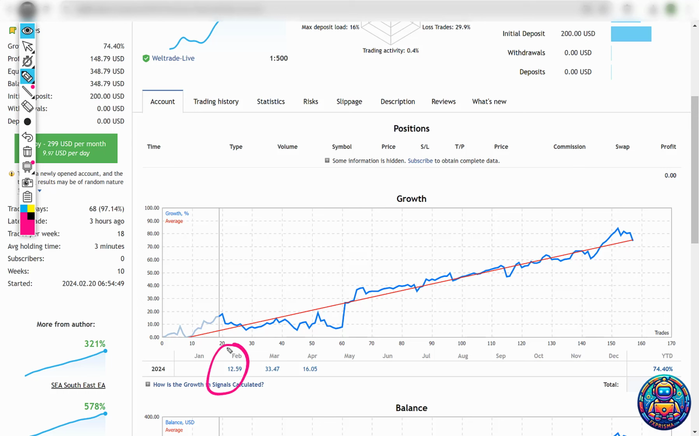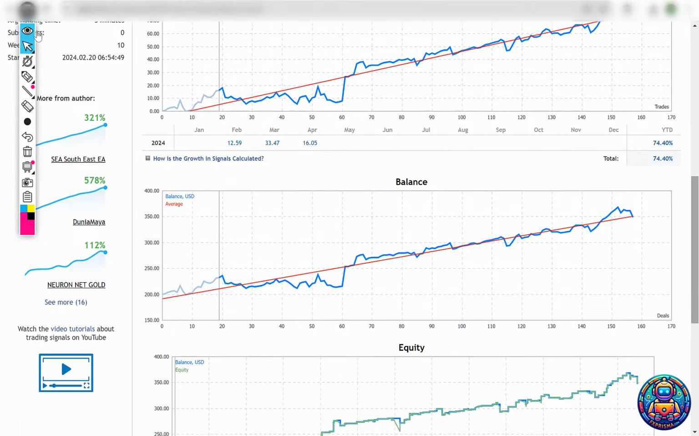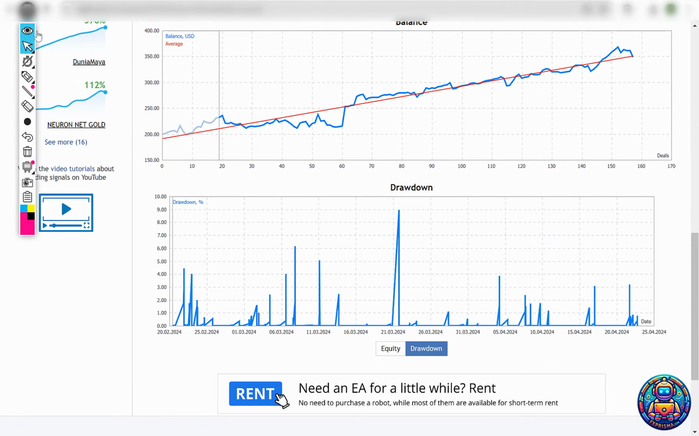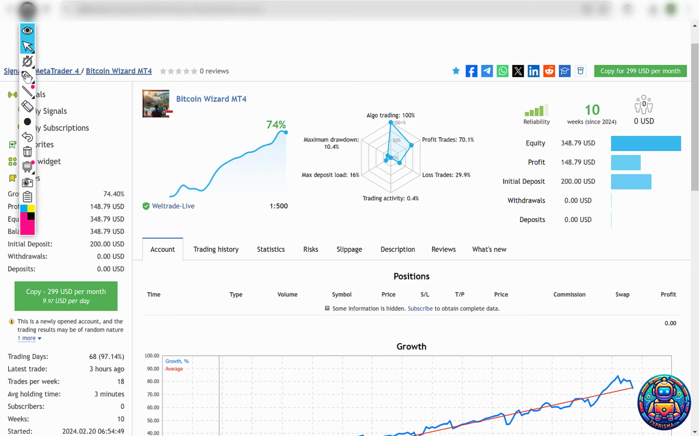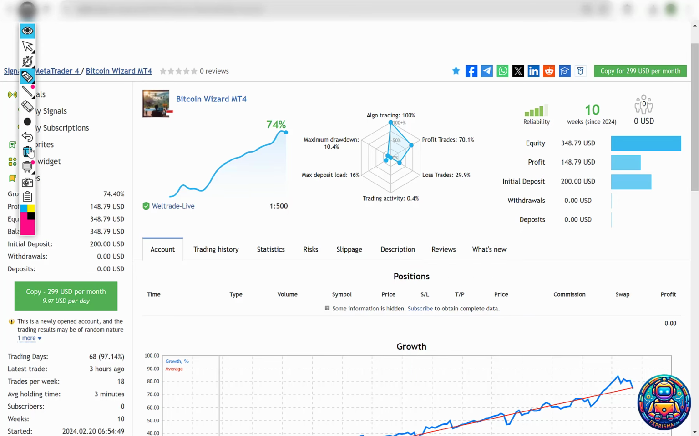We can see for February we have 12%, 33, 16. We can anticipate that 15 to 20% is a monthly return on your investment, which is pretty good. I would not be asking for more. And for the drawdown, you can see that because he is using a stop loss, the drawdown chart is stable. However, one thing to note is that he only uses 200. So if you use 500 US dollars and a lot size of 0.01 or 0.02, you would probably have less drawdown. So that is a good indicator.